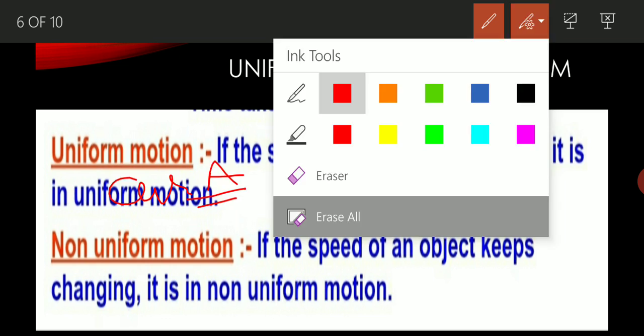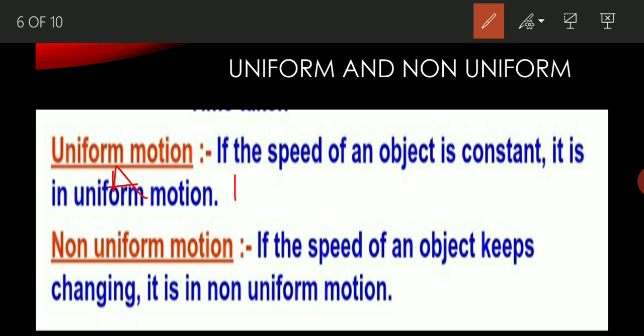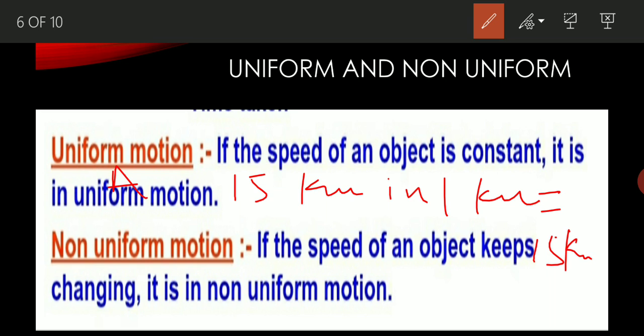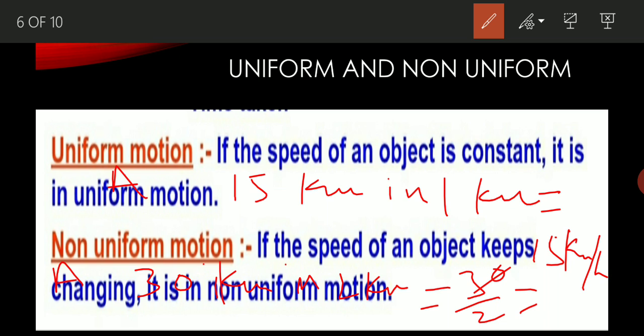Again, here I am going to write, car A travels 15 kilometers in 1 hour. Then what is the speed of the car? It will be 15 kilometers per hour. Now again, car A travels 30 kilometers in 2 hours. What will be the speed then? 30 divided by 2 is equal to 15 kilometers per hour, which means the speed of the car is constant. So we can say that the car is moving with uniform motion.